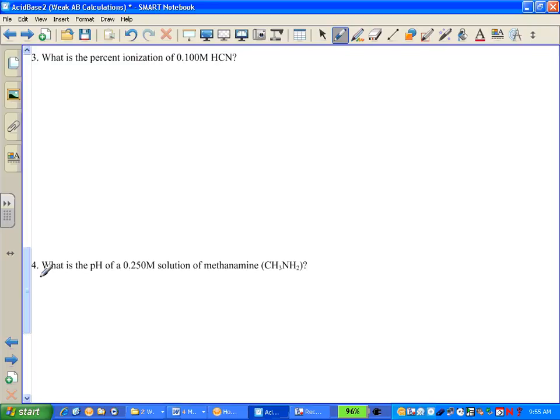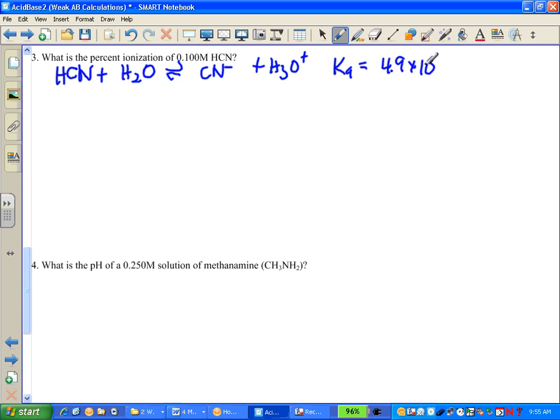The next problem here is to find the percent ionization of HCN. So if we look at HCN, I'm running the reaction in water. This has nitrogen in it, so it's not that obvious that it's an acid, but it is an acid, and it has a Ka value of 4.9 times 10 to the negative 10.